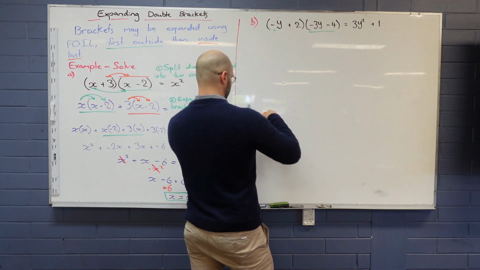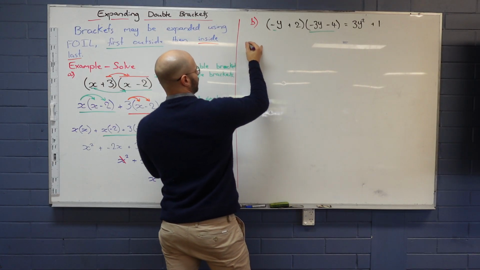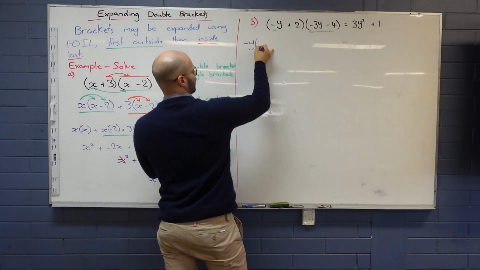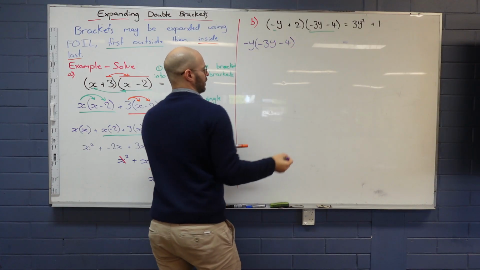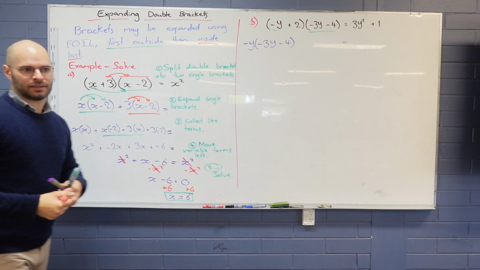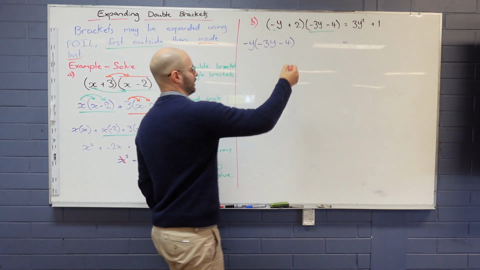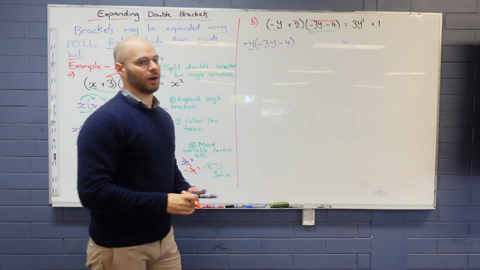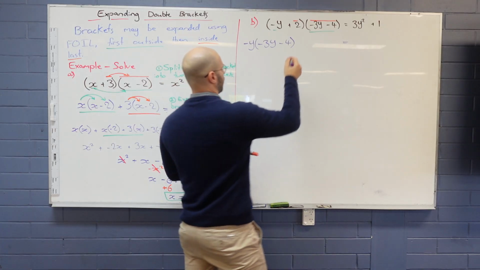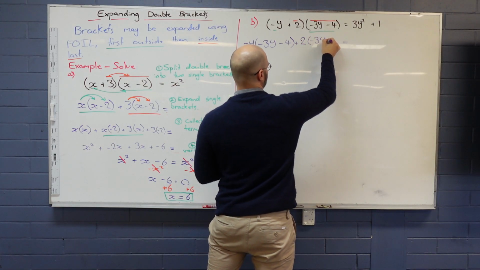Then we focus on the inside. Starting on the outside, it's going to be minus y as our coefficient, and then our bracket will be minus 3y take 4. Next, we're going to deal with inside last. Inside one is the 2. We're going to put it on the minus 3y take 4 bracket. So I go plus 2 minus 3y take 4.